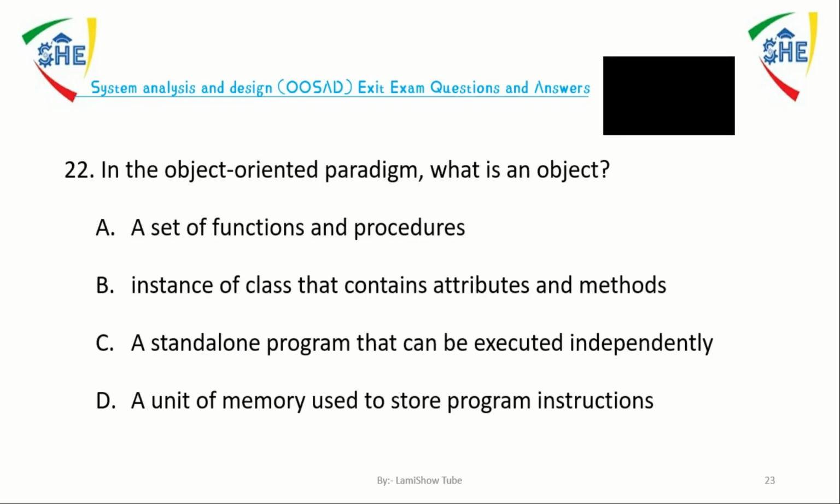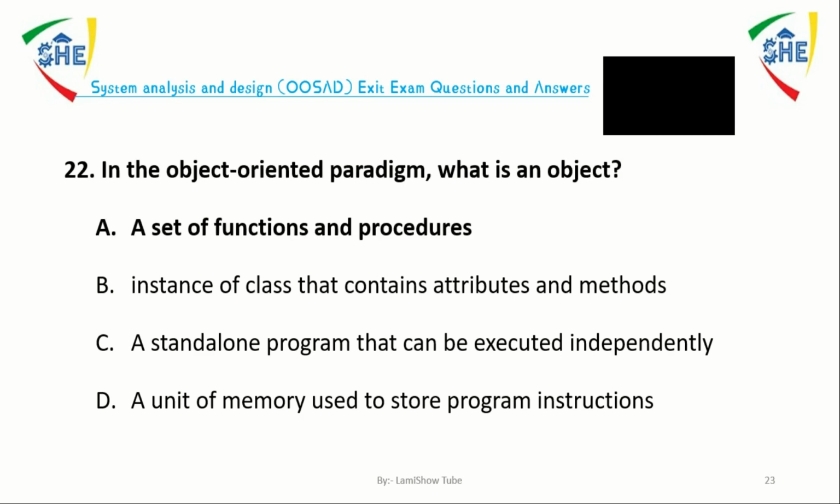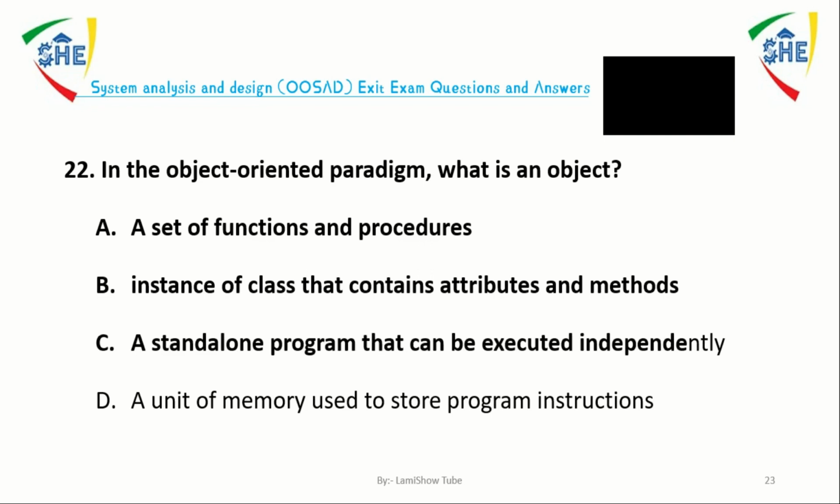Question number 22. In the object-oriented paradigm, what is an object? A. It is a set of functions and procedures. B. Instance of class that contains attributes and methods. C. A standalone program that can be executed independently. D. A unit of memory used to store program instruction.